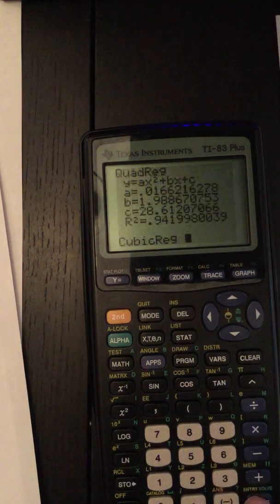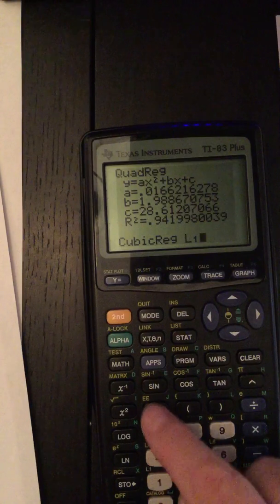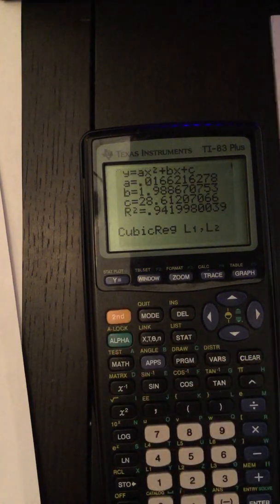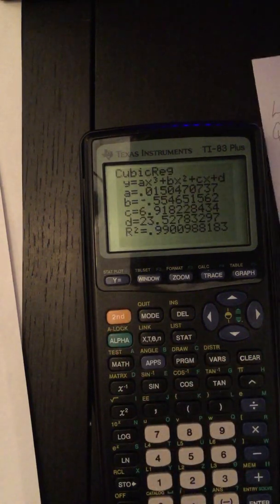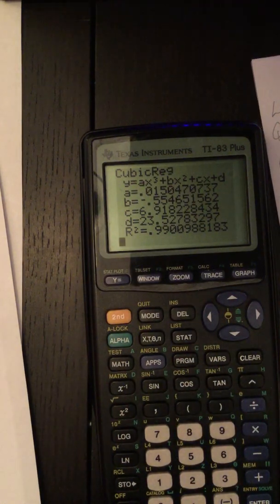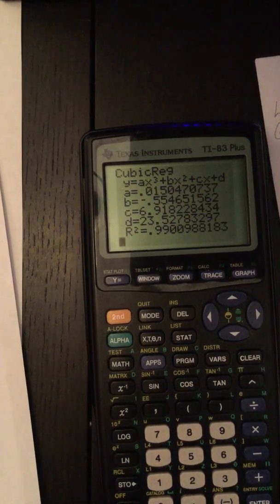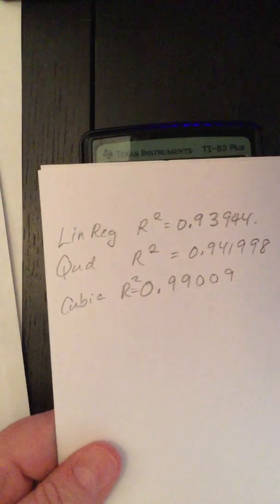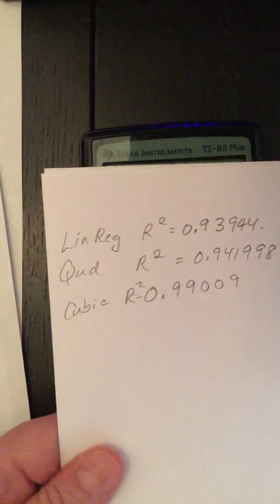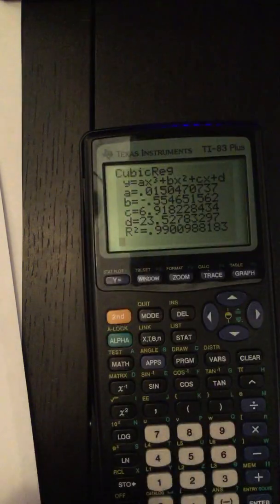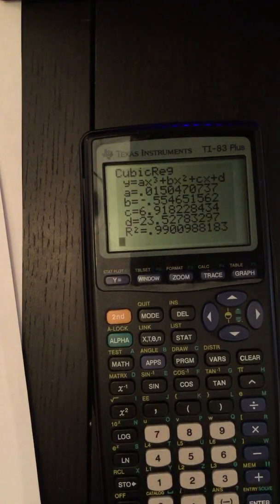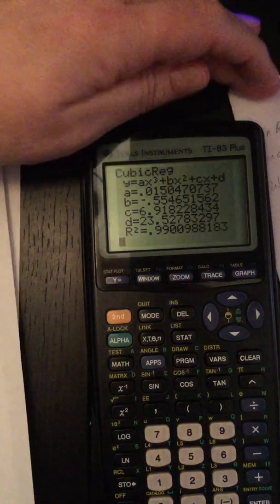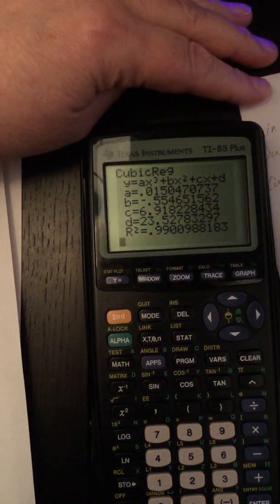Which is 6. And then second function 1, comma, second function 2. It's thinking, whoa, my cubic regression, look at that, is 0.99009. So comparing those three, I think we can safely say that cubic is that line. Okay, so while we're on this screen, let's take a look at our values.